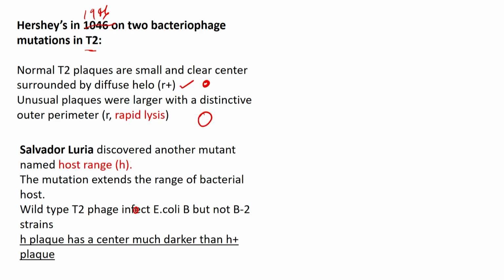The other scientist, Salvador Luria, studied another mutation, and the name of that mutation was host range. Host range means that a virus can grow in one type of bacteria but not in the other, but because of a mutation in the gene, now it can grow in another type. That is why they named it host range. So this mutant has an extended range of bacterial hosts, and wild type T2 phage infects only E.